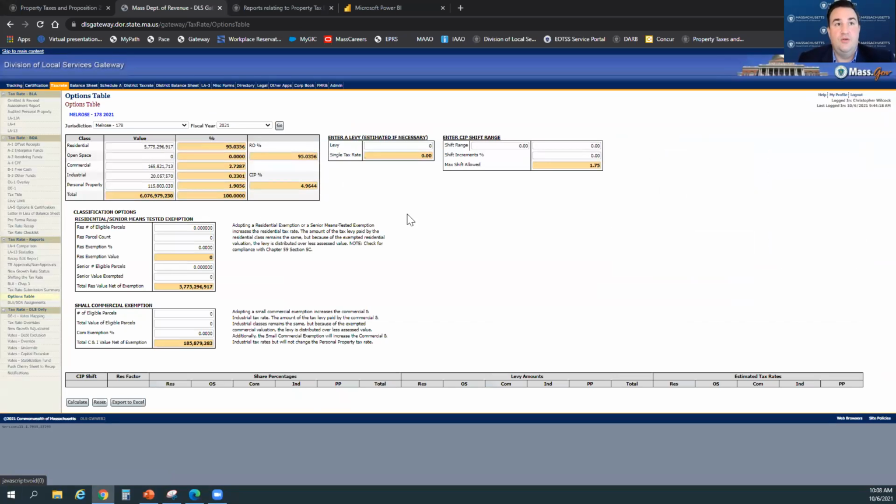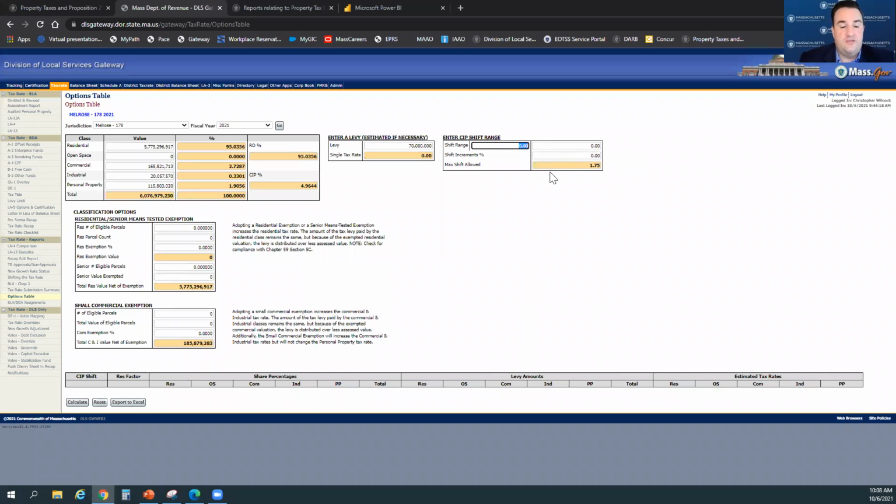What the options table does is pull in your valuations from your LA4. It has the percentage of commercial, industrial, and personal property that would be used to factor a rate, and it allows you to put in a levy for the upcoming year. This tool can also be used if there is an override coming up, a debt exclusion, or any financial planning purposes. You can use this options table to estimate what the increase would be based on expanding your levy or looking for an override or debt exclusion.